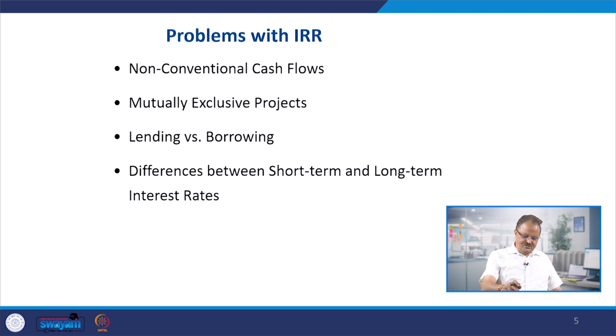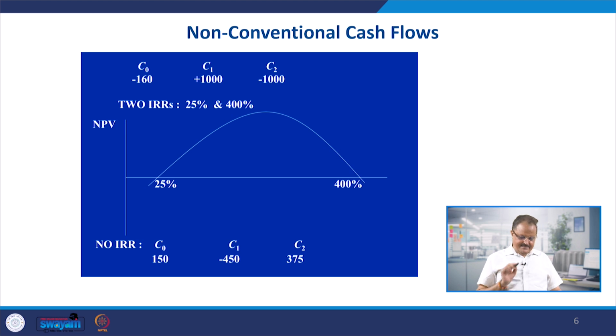Non-conventional cash flows are something like this. You have period 0, C0, the current or construction period, when we have a cash outflow of 160,000 rupees. In year 1, C1, you have the first inflow of 1 million Indian rupees. And in C2, again you have a cash outflow of 1 million rupees. So you have 2 outflows and 1 inflow.